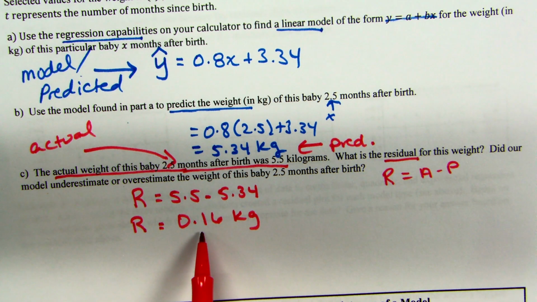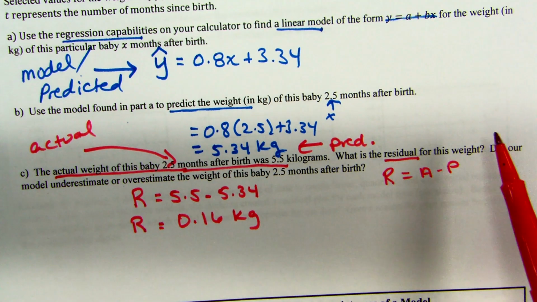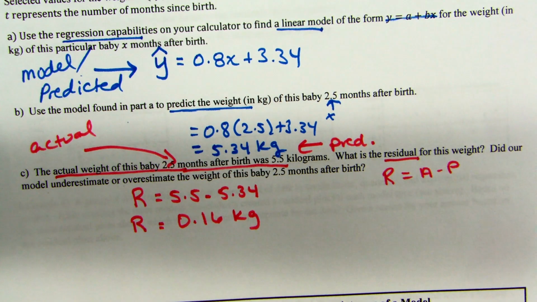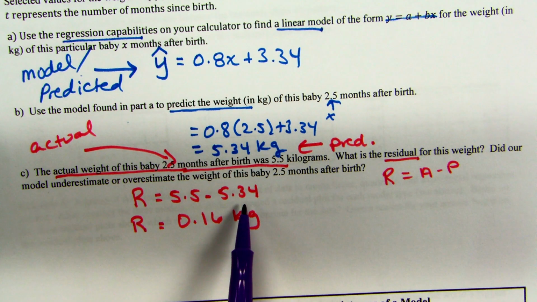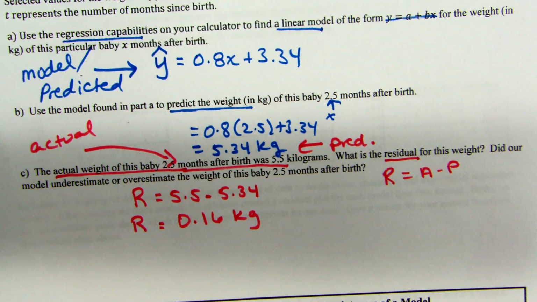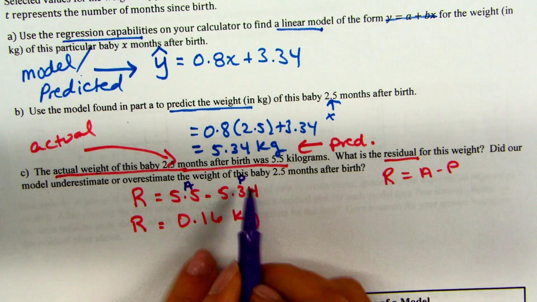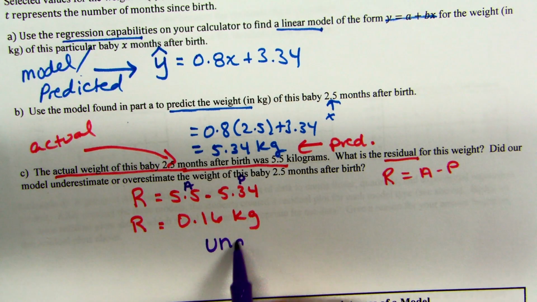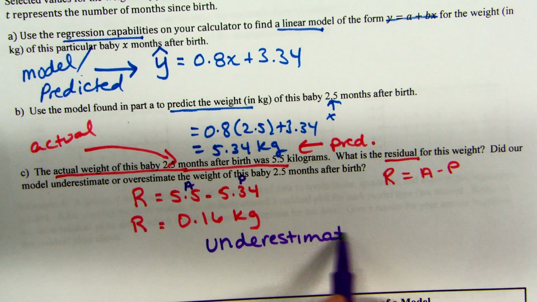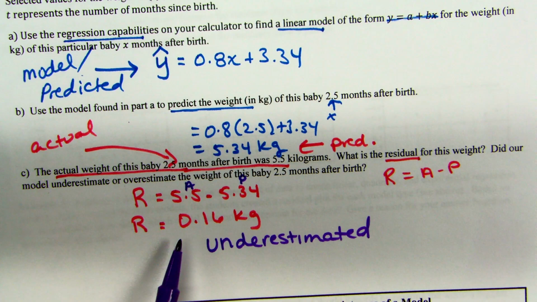Sometimes this number is a positive number, and sometimes it could be a negative number, depending on which one's bigger, okay? So the question is, did our model, so this is where common sense kind of has to come in. Just listen. Does our model underestimate or overestimate the actual weight of the baby? Under or over? Under, right? Because this is the actual, this is the model or predicted. Model, predicted mean the same thing. So our model underestimated. I used to teach this and say, okay guys, if you get a positive number, it's underestimated. If it's a negative number, it's overestimated.